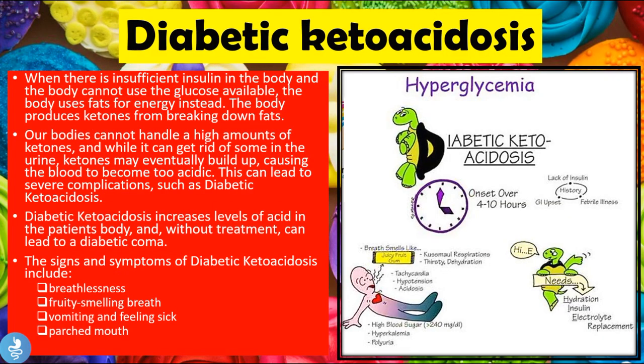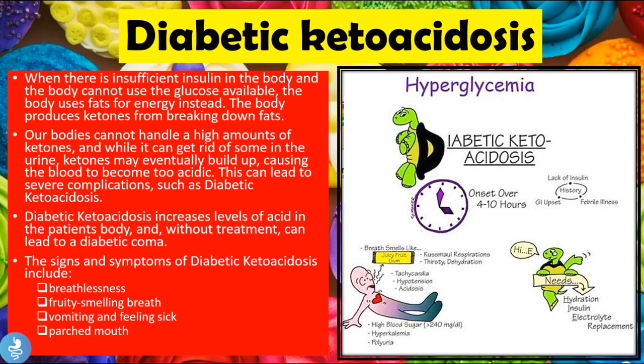Another complication of hyperglycemia is diabetic ketoacidosis. When there is insufficient insulin in the body and the body cannot use the glucose that is available, the body will try to look for another source of energy. So it will use fats for energy instead. The body produces ketones from breaking down fats. If we have large amounts of glucose but we can't use them, but we still need energy for all our daily processes, the body will start to break down fats. And when it breaks down fats, a byproduct is produced, and that is ketone bodies.